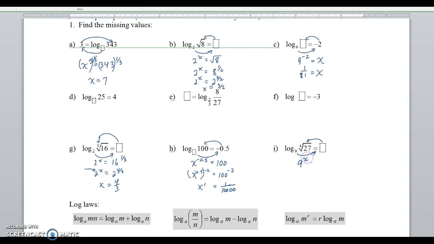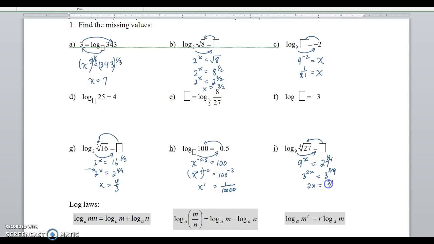9 to the x equals the fourth root of 27. So that's 27 to the 1/4. Got to make the bases match. So it's going to be 3 to the 2x. I'm going to make that 9 into 3 squared, raised to the power x. And then the 27 is going to become 3 to the 3, and times a quarter is going to be 3 to the 3/4. And now we make these exponents equal to each other.